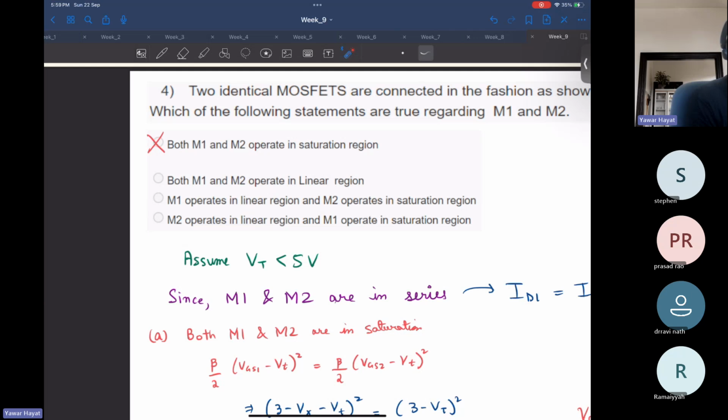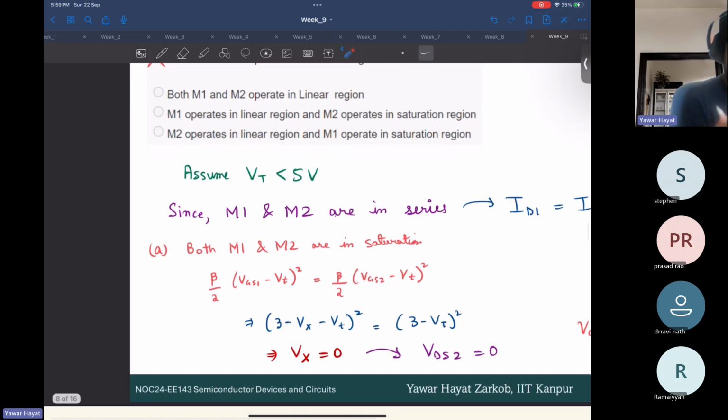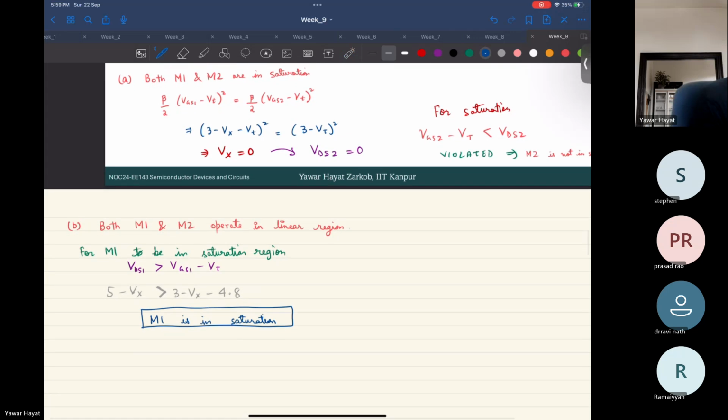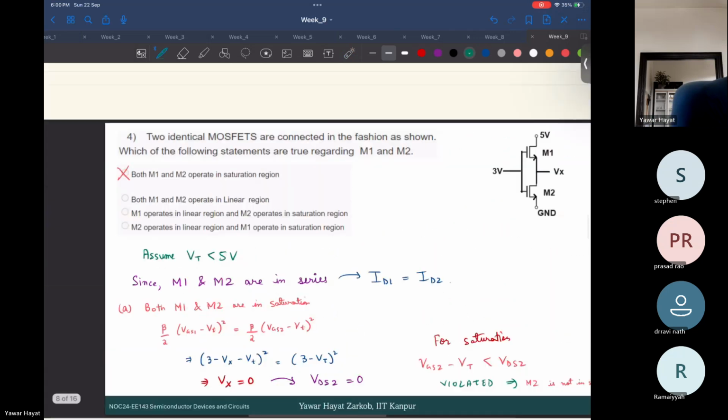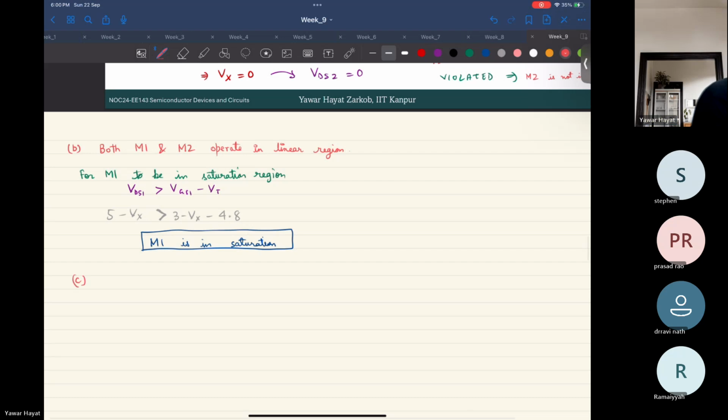Where M1 operates in saturation region and M2 operates in linear region, but we still need to see if M2 actually operates in linear region or not. For M1, we are confirmed, right? I hope you will agree that I'll discard three options, but still I need to confirm if the fourth one is correct or not. C, discarded. Discarded. This one is also discarded.